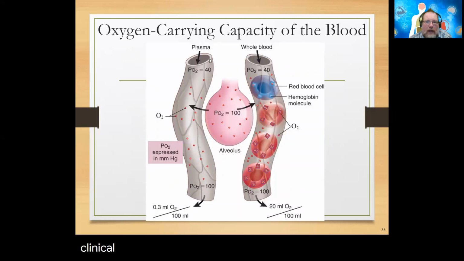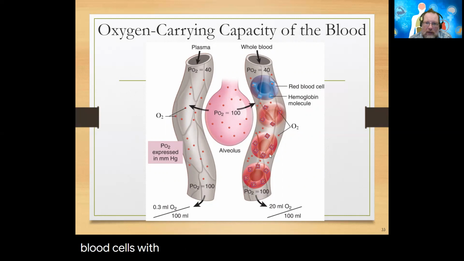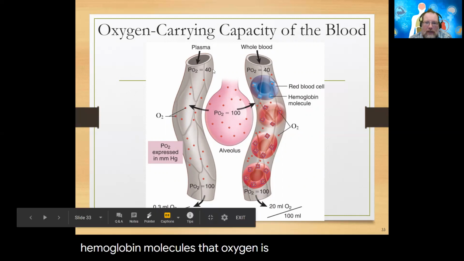So again, oxygen, partial pressure of 40, oxygen in the alveoli 100, so we're going to get oxygen movement. Okay. And then we add in, so that's in the plasma. Then we look at the red blood cells, we throw those in there, and we've got these hemoglobin molecules that oxygen is able to attach to.